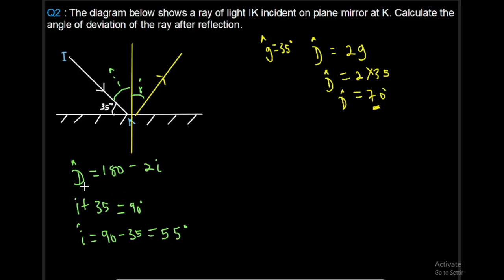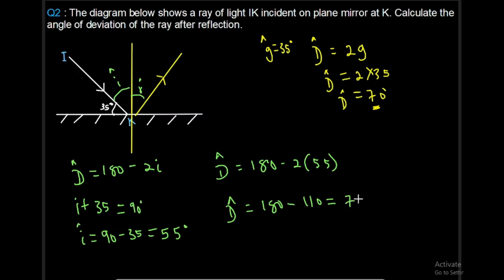Now to get our angle of deviation, it equals 180 minus 2 times the angle of incidence. So come down here: angle of deviation equals 180 minus 2 times 55 degrees. That will give us angle of deviation equals 180 minus 110, and that's equal to 70 degrees, which is the same answer as what we have here.